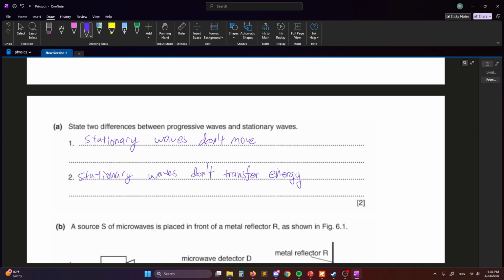I think those are the most obvious ones, but I'm pretty sure there are more conditions to this. I don't know if this is actually sufficient. But essentially, progressive waves are just the opposite of this, right? They're just the opposite of the definition I gave, right?